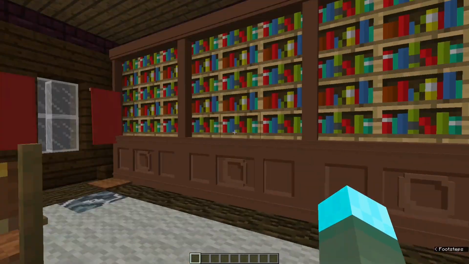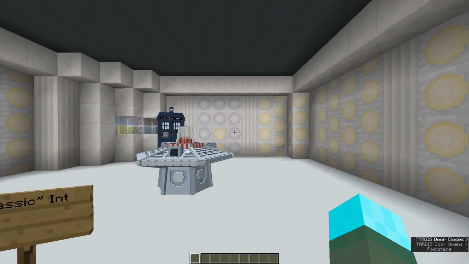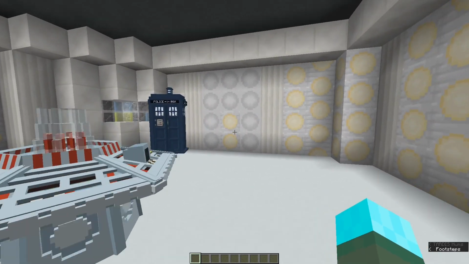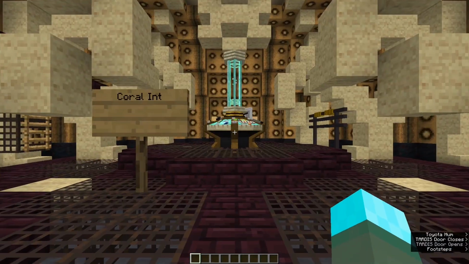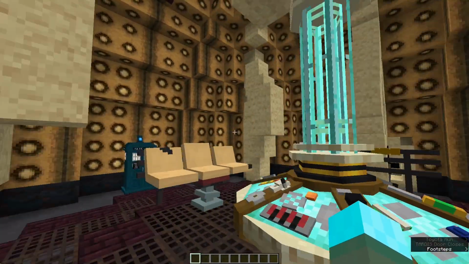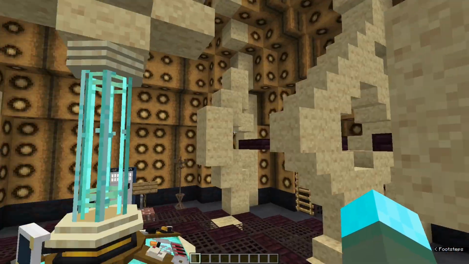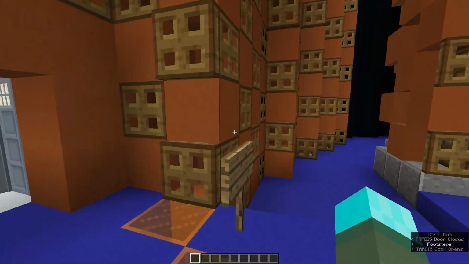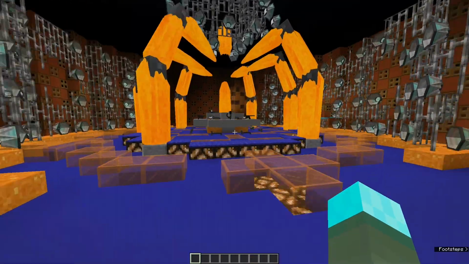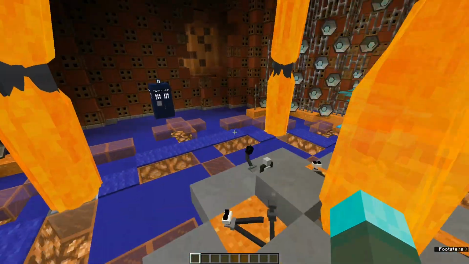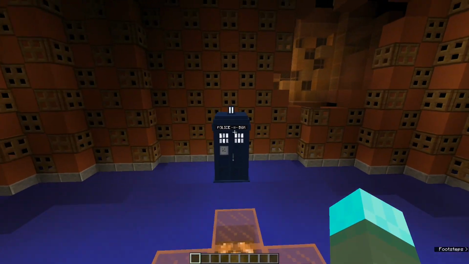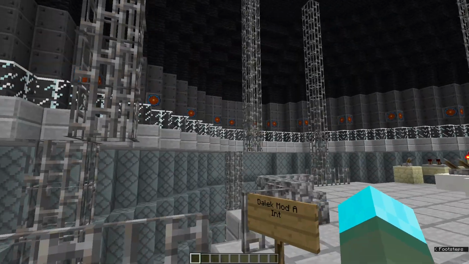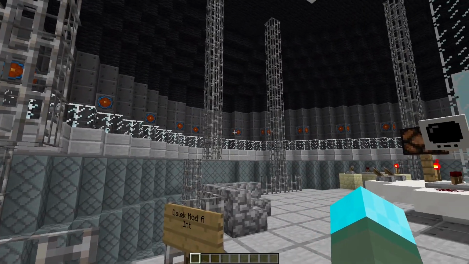Chronotis Interior. Fifth Doctor Interior, or Classic Doctor Interior as it's called. Coral Interior, or the 9th Doctor to 10th Doctor Interior. The Crystalline Interior, or 13th Doctor Interior. Dalek Mod A, or, well, it's not the default interior, but Dalek Mod A Interior.